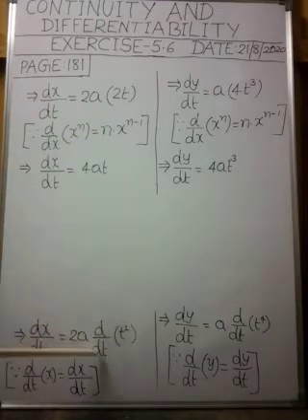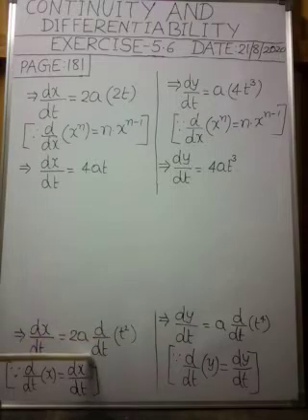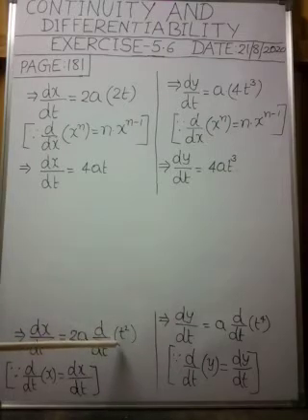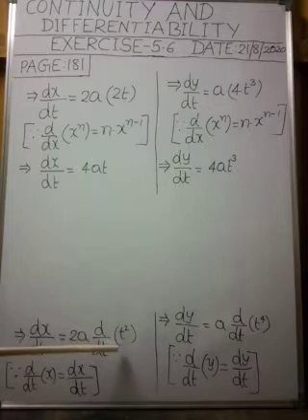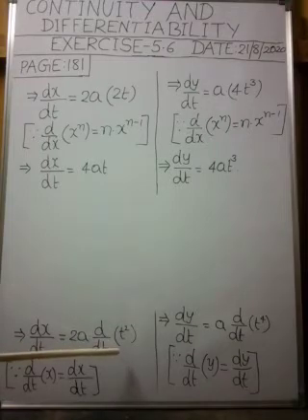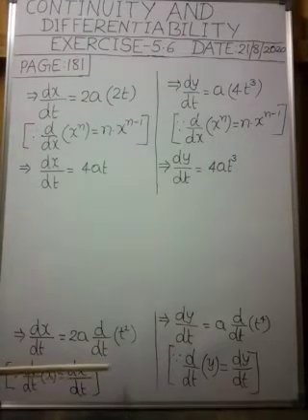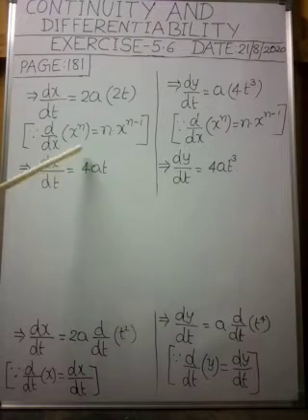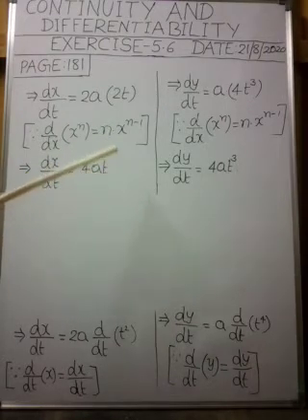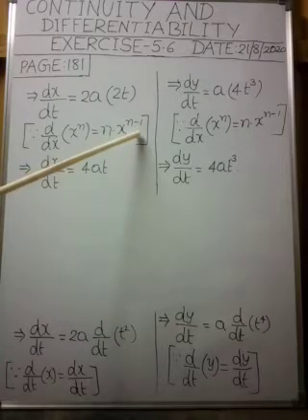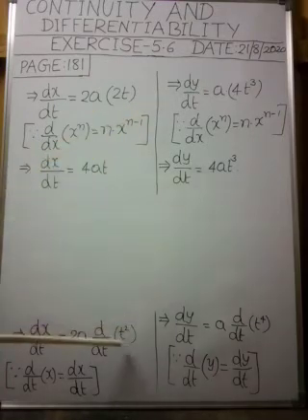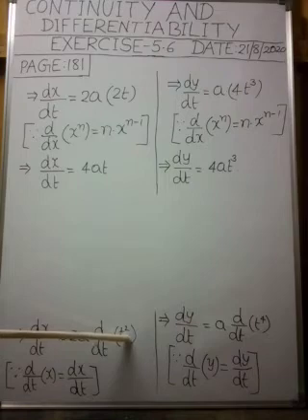Come to this part. In RHS, how is it? It is in the form of d by dx of x power n. In the place of x, here t is there. What is the formula for d by dx of x power n? n into x power n minus 1. Here x means t and n means 2.